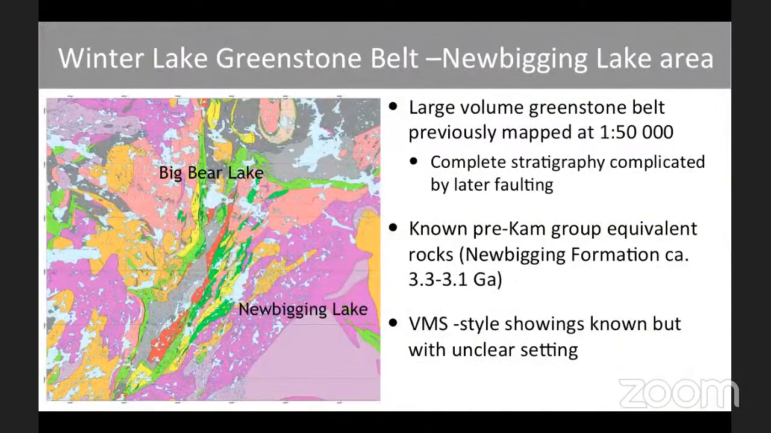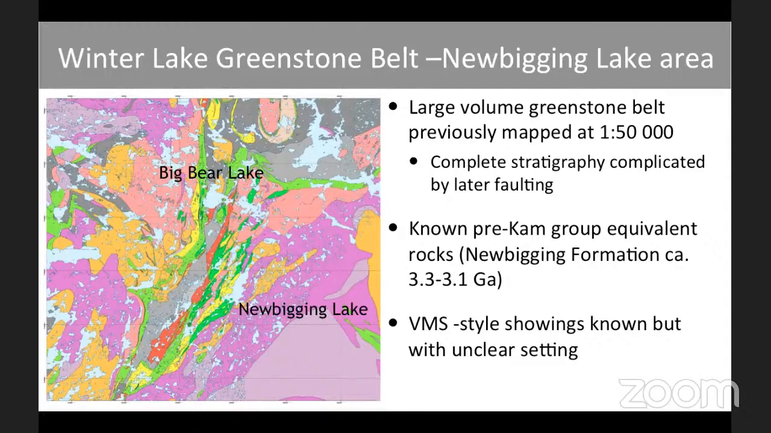Okay, so now we'll move about 200 kilometers north into the Winter Lake Greenstone Belt. This area has preserved a relatively complete geological stratigraphy of the Slave Craton. In green are Kam and Banting Group equivalent volcanic rocks, and there's also an older volcanic package, the 3.3 to 3.1 Newbigging Formation, which is represented in yellow.